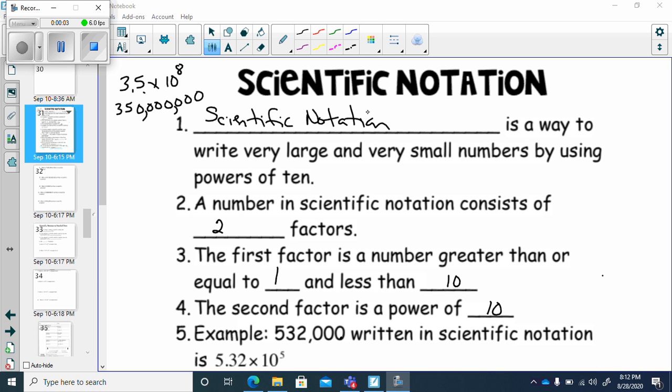This is Module 1, Lesson 7. We're talking about scientific notation. Now we're going to use our exponents we've been talking about, and we're going to use them to express very large or very small numbers using scientific notation.